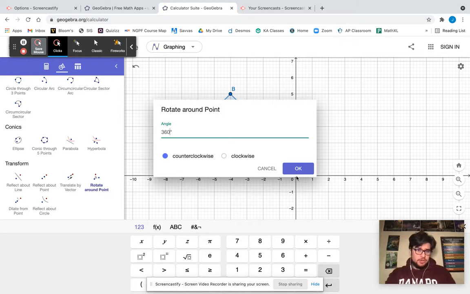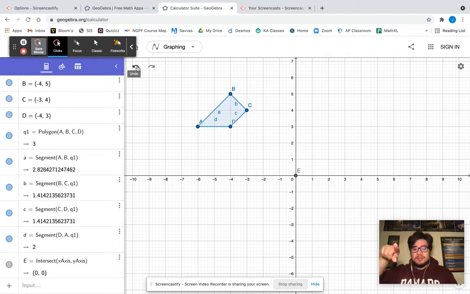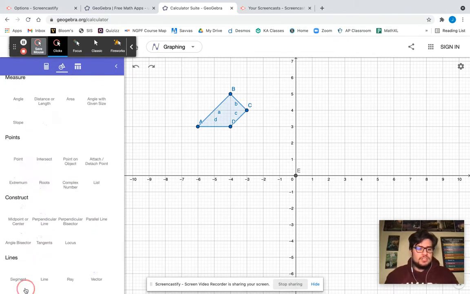So actually, let me show you that right now. If I did 360, nothing would happen. And notice how now I have B prime, C prime, A prime, and D prime. It stays in the same spot because it shifted all the way around and then went back to its original spot. All right, so let's go again.